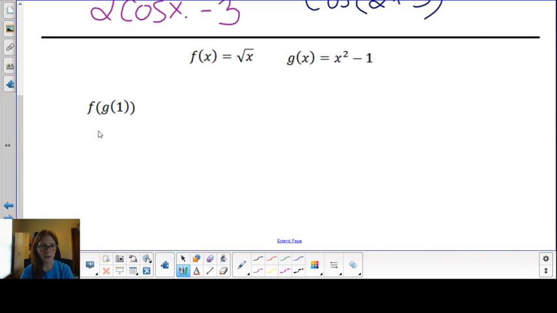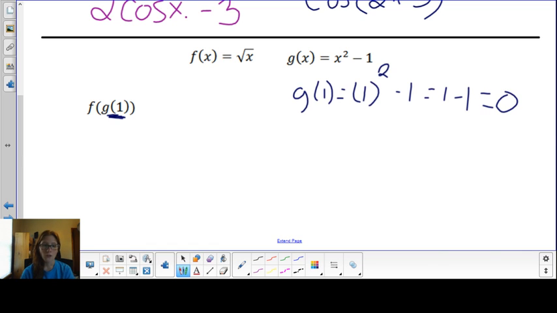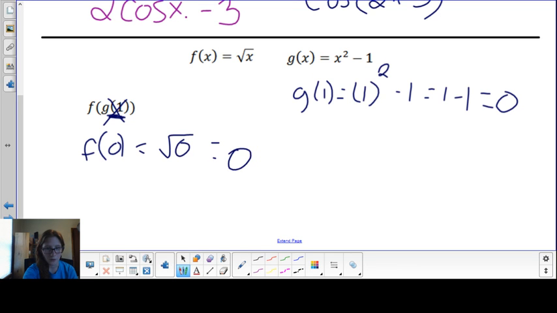Okay, last one. In this case, instead of just doing x, we're going to plug in a number. So first, I'm going to start with the very inside, which is 1. Well, 1 of what? Well, we're going to plug 1 into g. That's what that's saying. So g of 1 is 1 squared minus 1. 1 squared is 1 minus 1, which is 0. So when I plugged in 1, I got 0. So now I'm going to replace g of 1 with 0, which was my answer. So now I'm going to plug 0 in for f. So then I have the square root of 0, and the square root of 0 is just 0. So my final answer is 0.